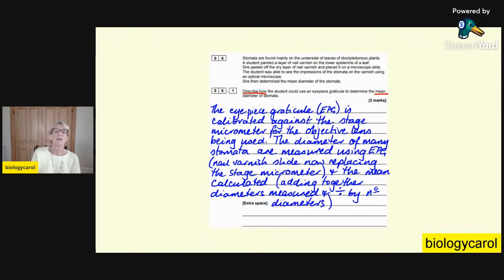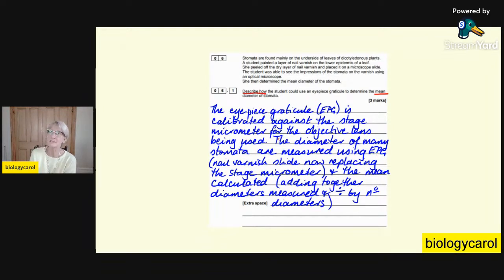The eyepiece graticule is calibrated against the stage micrometer for the objective lens being used. Being a bit of a clever clogs here, because of course that eyepiece graticule, that scale in the eyepiece lens, has to be calibrated for each of the 3 objective lenses in the light microscope. I didn't know whether that detail was going to be needed, but I thought for a few extra words, I can chuck it in. The diameter of many stomata are measured using the eyepiece graticule.